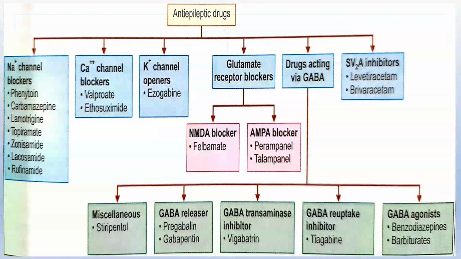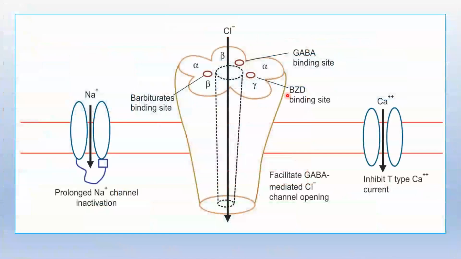This is basically a pictorial diagram of the same mechanisms, of the same channels per se, where there is either prolonged sodium channel inactivation or facilitation of GABA or inhibition of T type calcium. Prolongation of sodium channel inactivation, best example is phenytoin. GABA facilitation, best examples are your benzodiazepines and barbiturates. Calcium channel inhibitors, best examples are your valproate and ethosuximide.